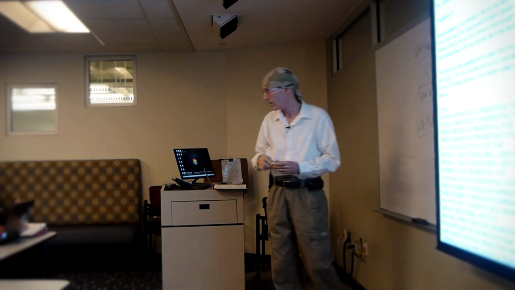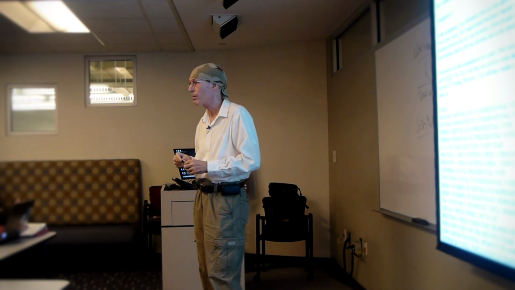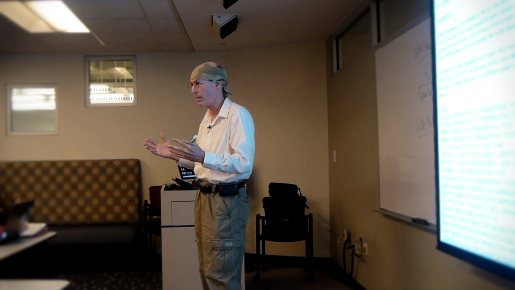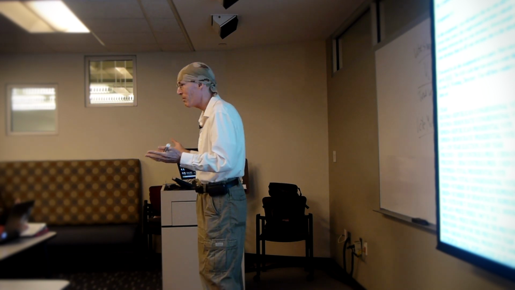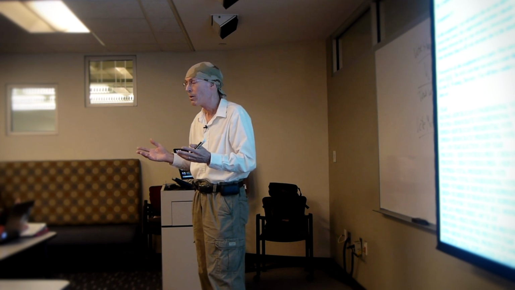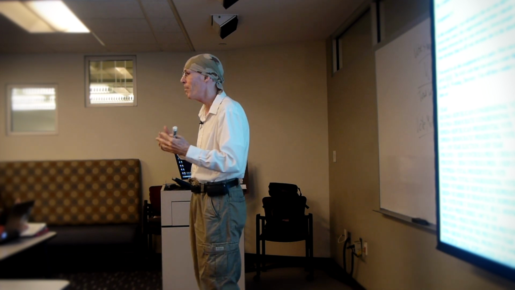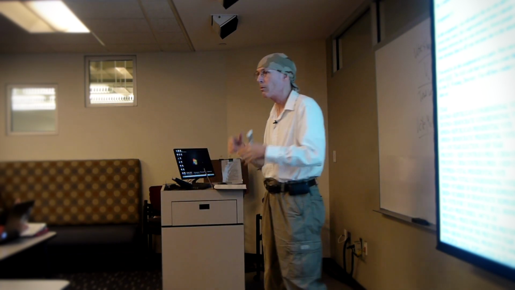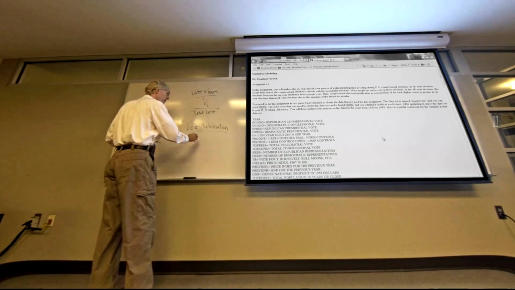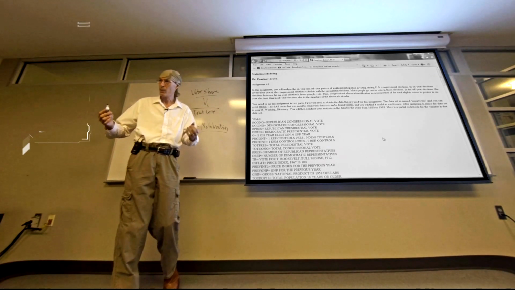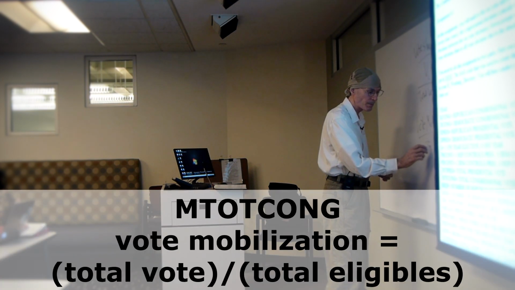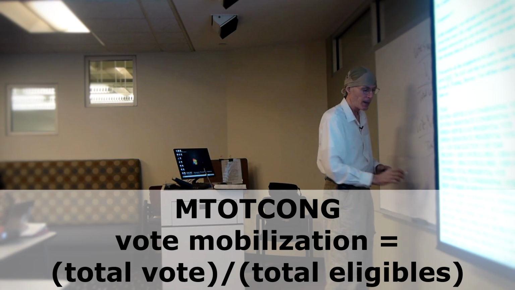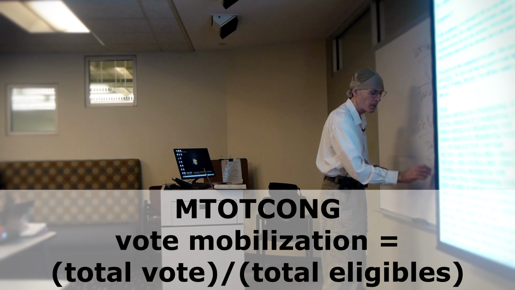Vote mobilization is something different. What we want to know is, what is the total number of people that voted? Okay? Divided by not the total vote, because we already know the total number of people that voted. We want to know the total number of people that voted divided by how many could have voted, the total eligibles. So here we have, in the case of the United States, it would be the Democrats plus the Republicans. So here we have total vote, total congressional vote, divided by total eligibles.